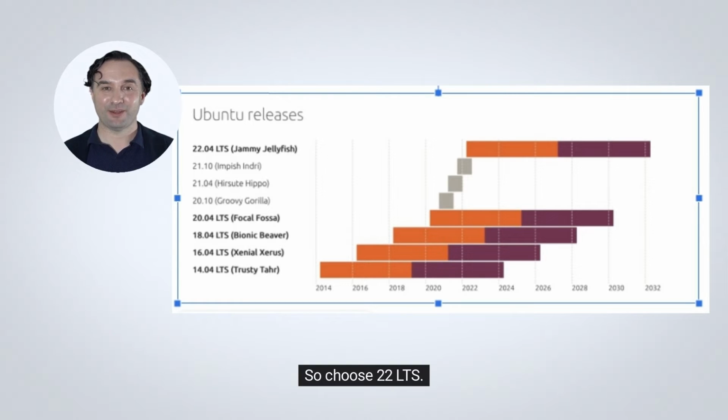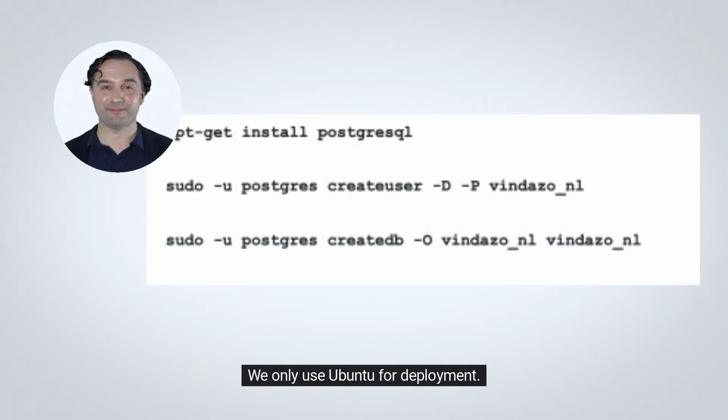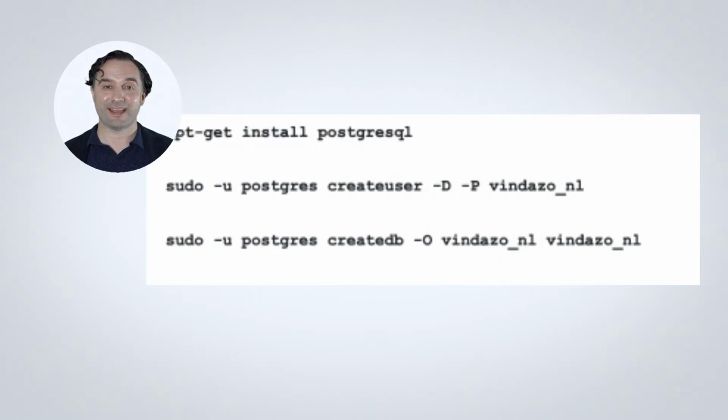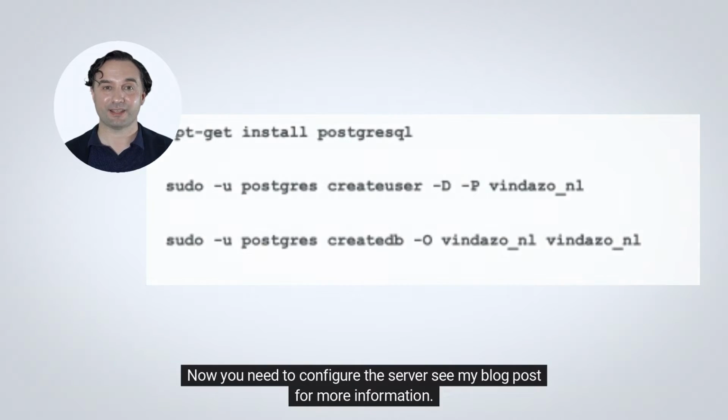So choose 22 LTS. We only use Ubuntu for deployment. We won't even discuss other types of operating systems because it would be too complicated. Install server and create user and database. apt-get install. Now you need to configure the server.